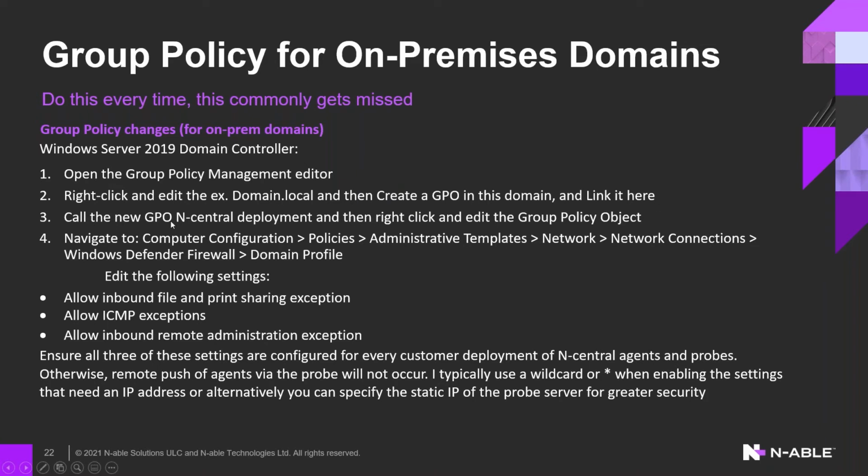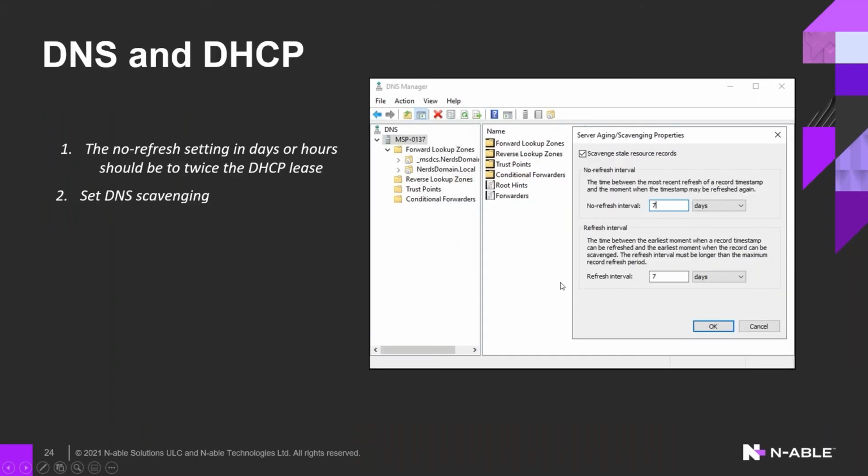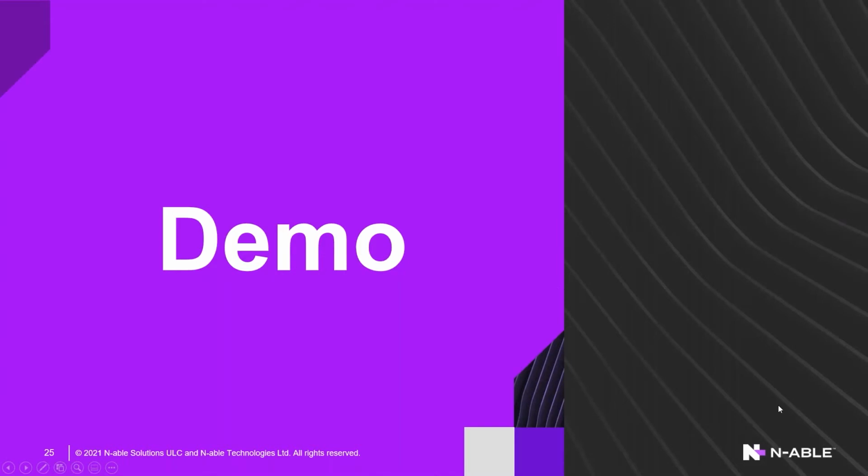From there, what we're going to do is right-click and edit that particular GPO and navigate to computer configuration, policies, administrative templates, network connections, et cetera, et cetera. And we're going to turn on these three things. So instead of talking about it, let's just do it. All right, so let me come down here to demo.